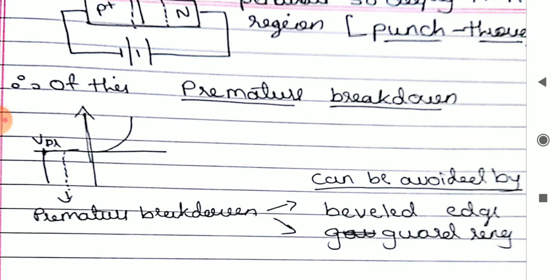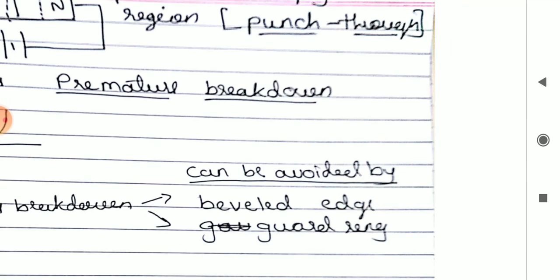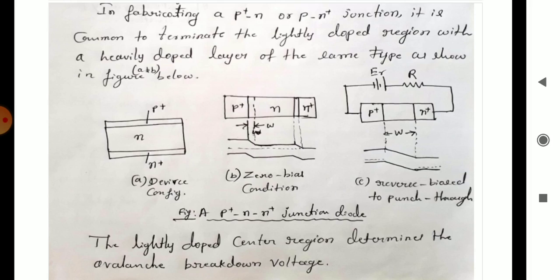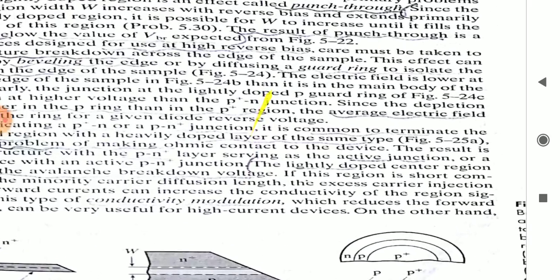So how can we avoid that premature PN junction breakdown? The first one is by beveled edge and the second one is by guard ring. Two methods are there, beveled edge and guard ring. So what is a beveled edge and what is a guard ring? That is explained over here with this picture.